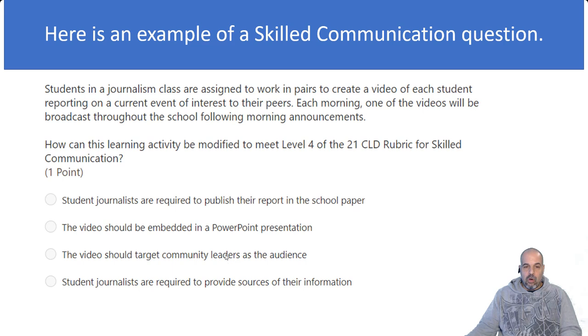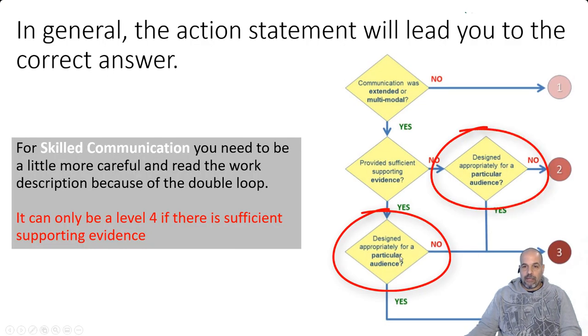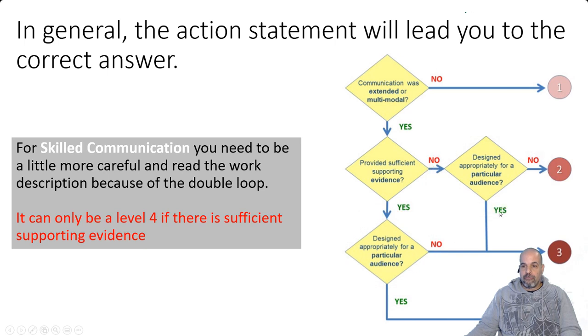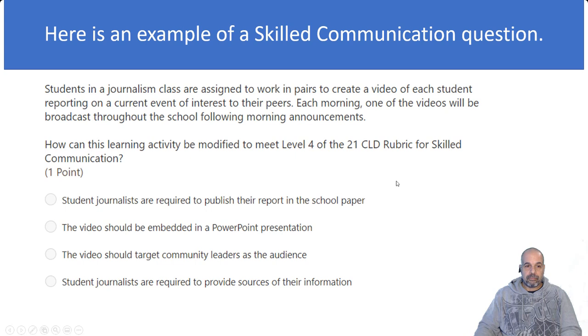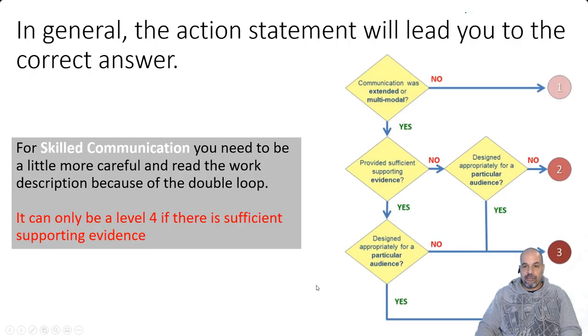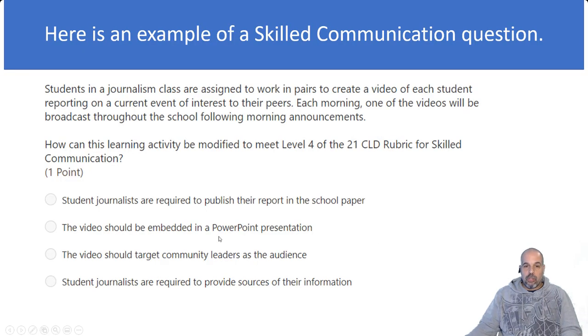Now, here we've got creating something for a particular audience. So that actually gives us, if we look at the rubric, that part here, designing for a particular audience. But to get to level 4, we also need to provide sufficient supporting evidence. Student journalists are required to provide sources of their information. Okay, so that gives us this one as well. So we've got both of these, designing for a particular audience and sufficient evidence, as answers. So which one's the correct one?